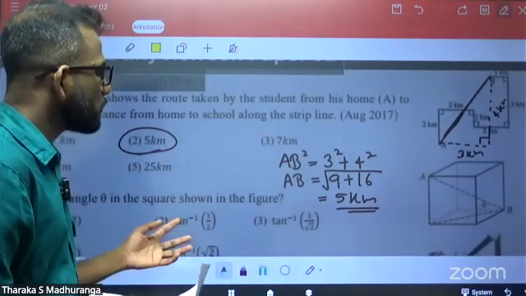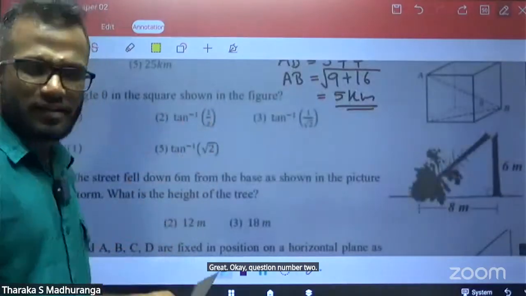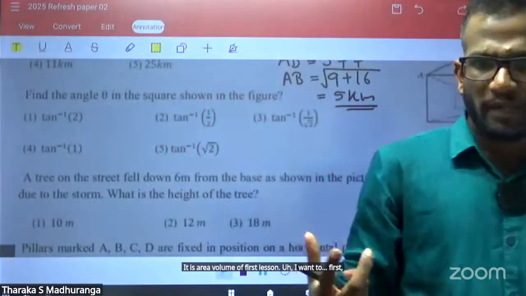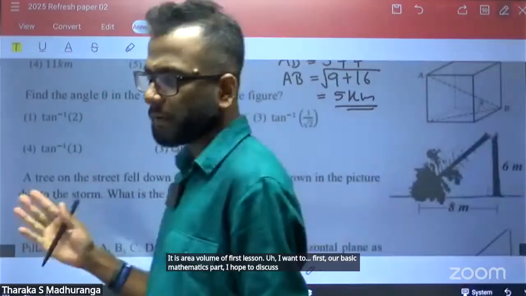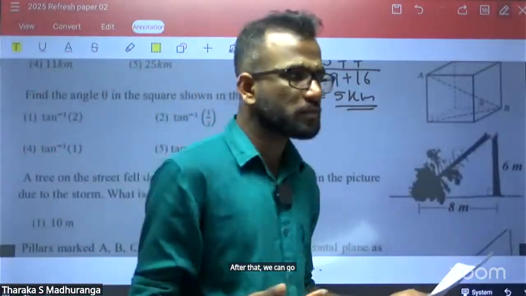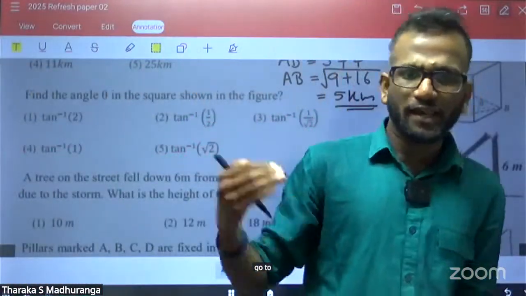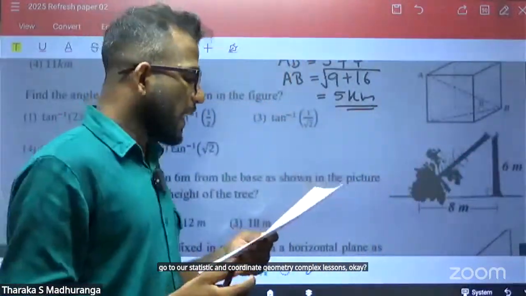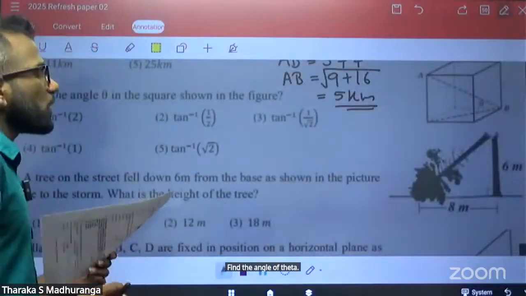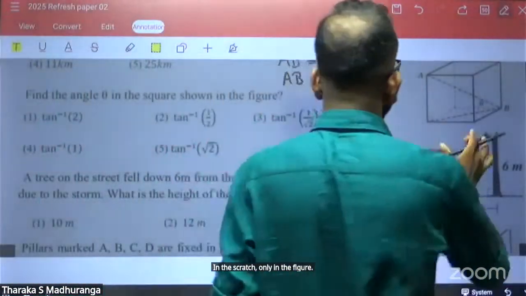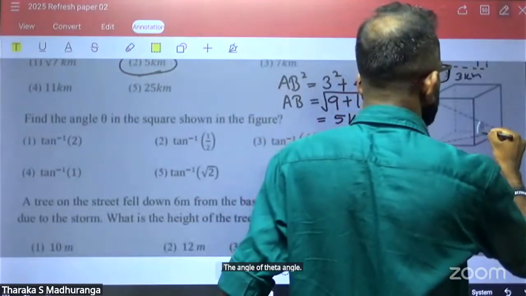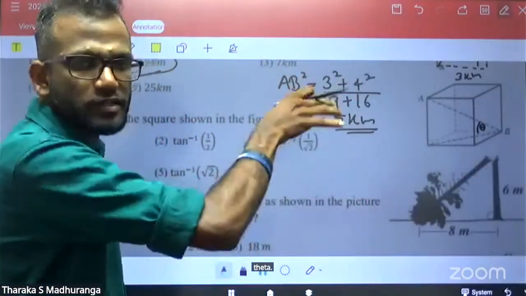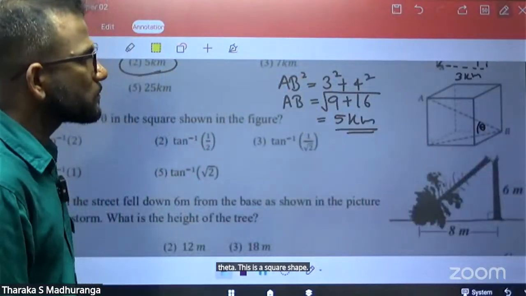Great. Okay, question number 2. It is area volume of first lesson. I want to first our basic mathematics part. I hope to discuss and complete, and after that we can go to our statistic and coordinate geometry complex lessons. Okay. Find the angle of theta in the square shown in the figure. The angle of theta angle. This theta angle is asked. Theta. This is a square shape. Square shape. Okay.